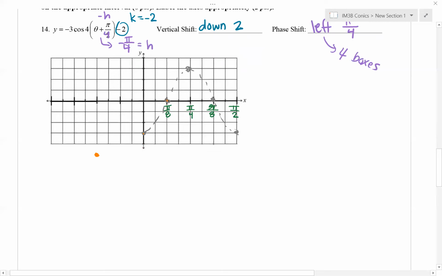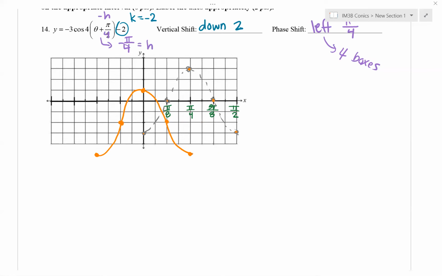The next point down 2, left pi over 4, which is 4 boxes. The next point, down 2, left pi over 4. So we did that one. The next point down 2, left pi over 4 is 4 boxes. And then the last one, down 2, left pi over 4. So that gives me this shape for my translation. We can visually see that it moved down 2 and left pi over 4.